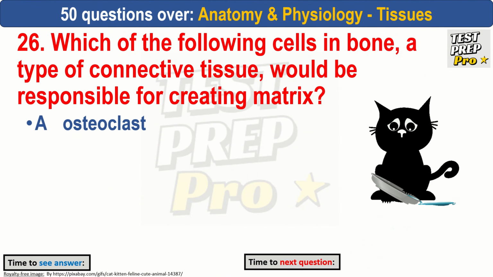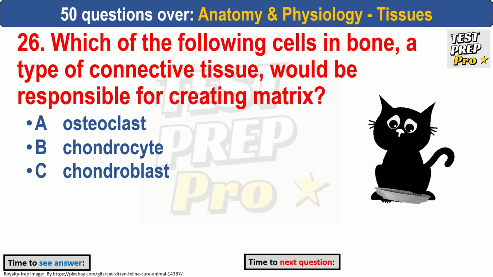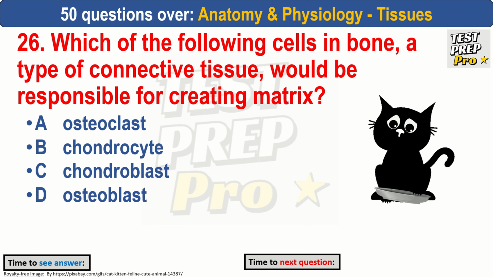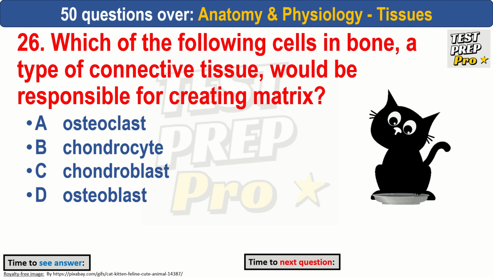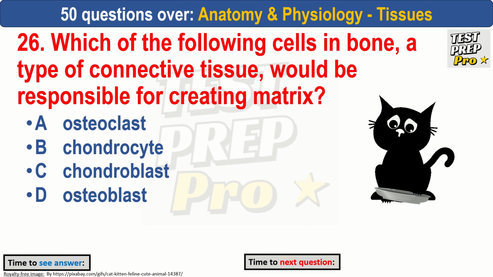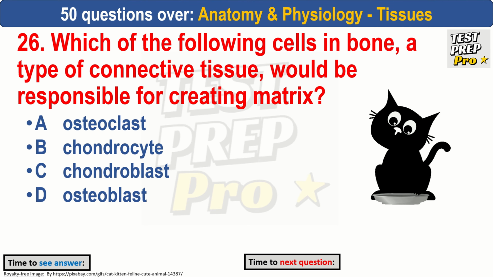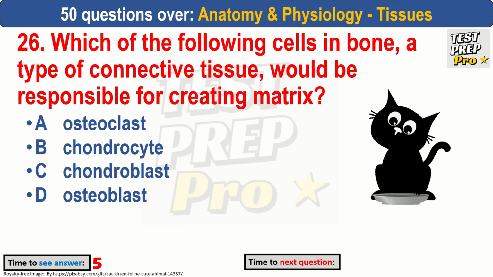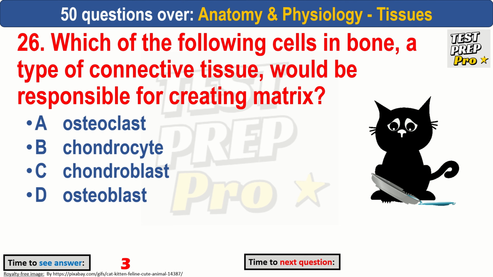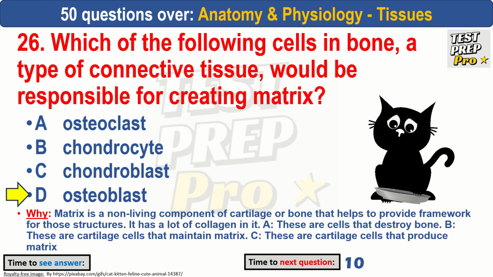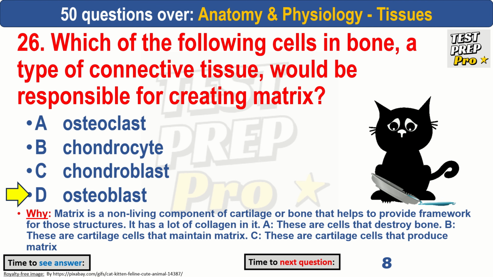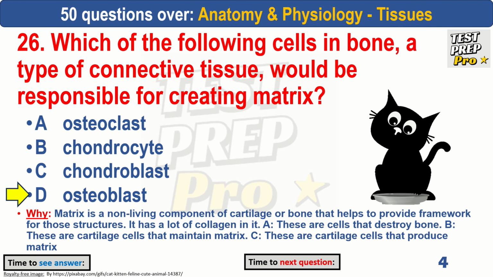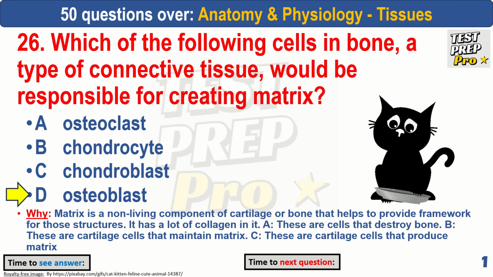Which of the following cells in bone, a type of connective tissue, would be responsible for creating matrix? Is it osteoclast, chondrocyte, chondroblast, or osteoblast? The answer is osteoblast. Osteoclasts, they help to destroy bone. Chondrocytes, they sit in cartilage and pits, and they help to support matrix.